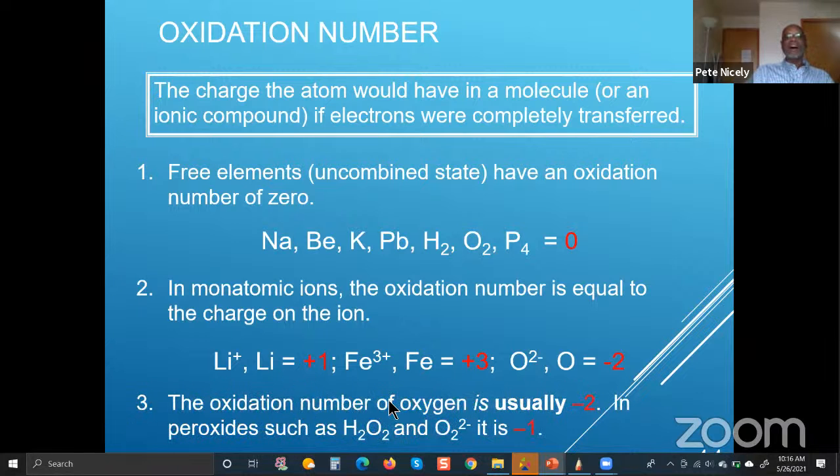Now, in the case of oxygen, if it's combined with another substance, then its oxidation number is usually -2, but there's an exception, and the exception would be in the case of peroxides. The oxygen in peroxides would have an oxidation number of -1, all right? So basically, for pretty much all other compounds where oxygen is combined with something else, the oxidation number of oxygen is -2, but if the oxygen is a part of the peroxide structure, then the oxidation number of the oxygen in those compounds would be -1, all right?